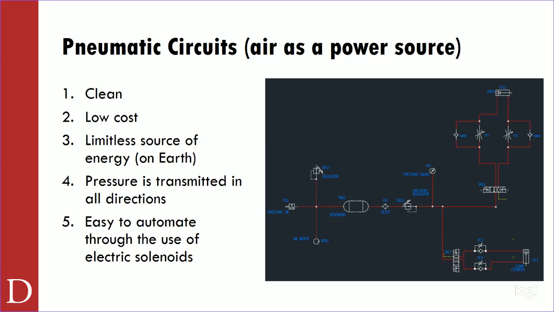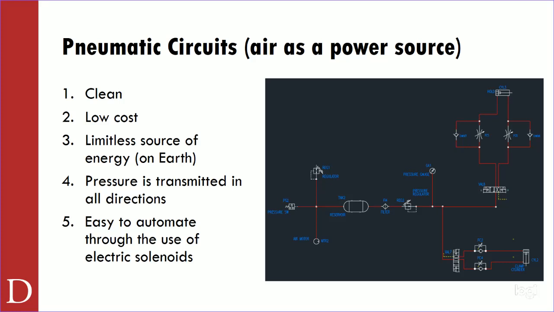It's low cost. So we have a compressor in this building. We have a dryer in this building. Way down in our boiler room, there's a compressor and a dryer, and that distributes air all over the building. I also say that there's a limitless source of energy. Why is there a limitless source of energy? Yeah, as long as the atmosphere has air in it, we can compress it and we can distribute that air, right?